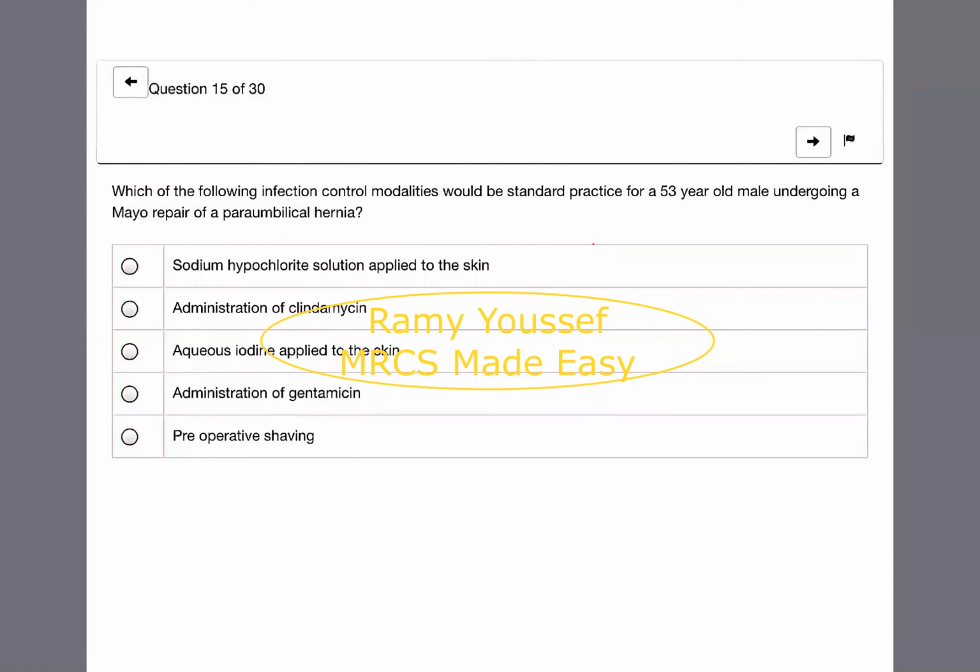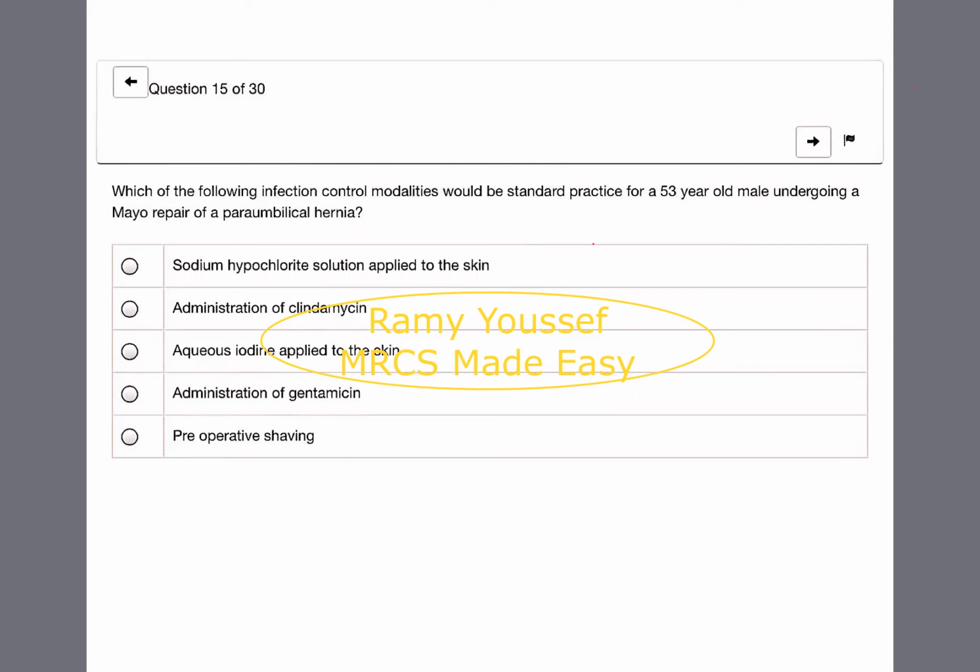especially if it's not the night before the surgery. Exactly. Sodium hypochlorite, I think, is not used for skin. And clindamycin or gentamicin are not used for this. It's a clean surgery. There's no penetration to the peritoneum. No need for antibiotic for a clean operation. And this is Mayo's repair.